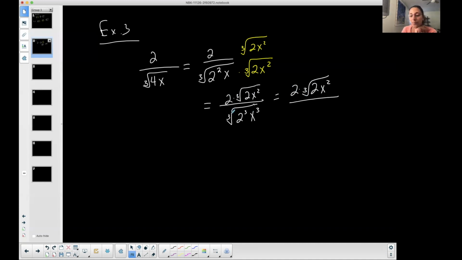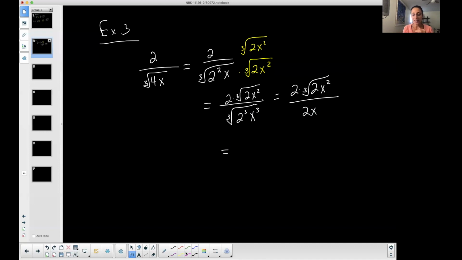Now, what did I say? This 3 will cancel with this 3 to simplify into a 2. And then this cancels with this to simplify into an x. So now the bottom is rationalized. There is no longer a radical sign in the denominator. Technically, I would be done.